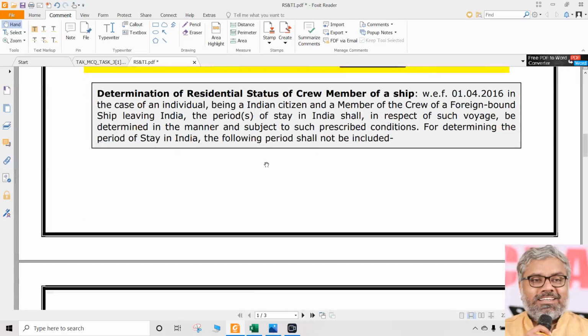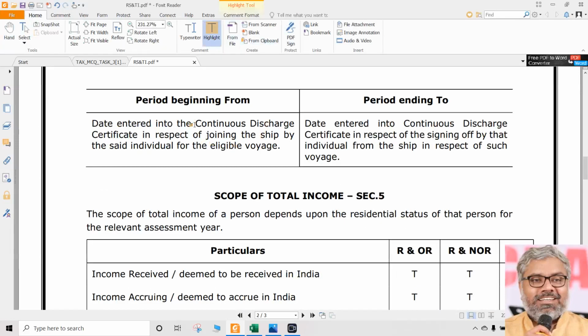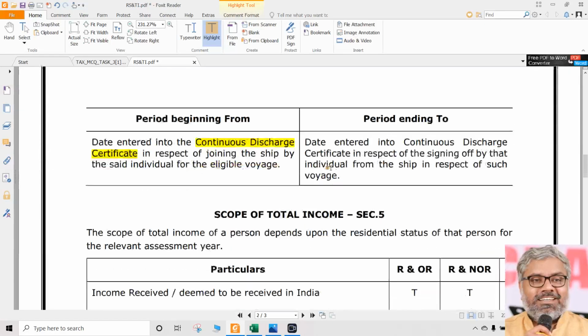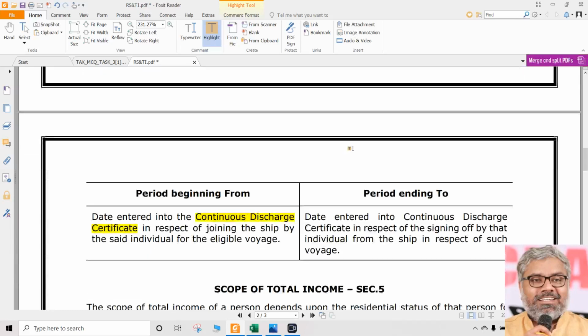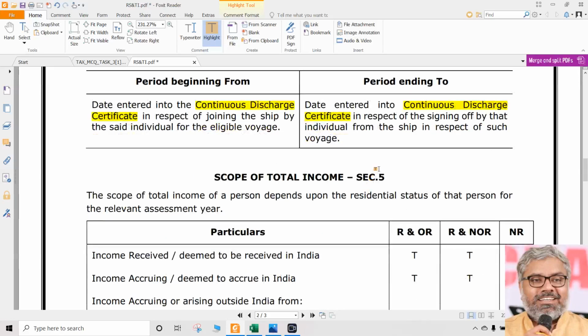Very important point. Of course, there is a special case related to the crew members of a ship, where the only main word you have to remember is the continuous discharge certificate. The date when the name of such person is entered in the continuous discharge certificate and when he has signed off in the continuous discharge certificate, in between these two dates, that person is deemed to be outside India. So that will be excluded from the period of stay of such person when calculating the residential status in relation to the crew member of a ship. That is a special case. We did some questions also, and the only main point here is we have to remember the continuous discharge certificate.